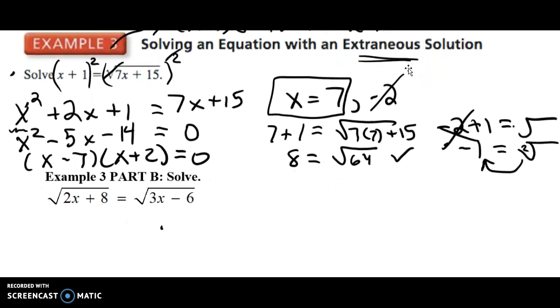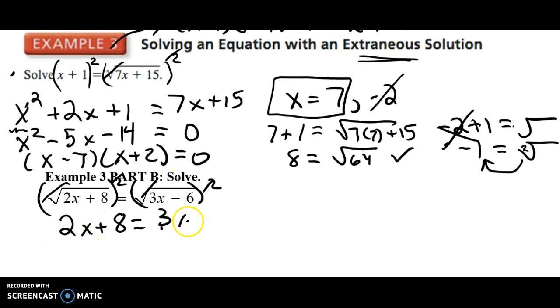Now let's look at part B of example 3. Notice we have a square root on both sides. So we're just going to go ahead and square both sides in order to get rid of the radical. A square and a square root cancel. I'm left with 2x plus 8 on the left, and on the right I'm left with 3x minus 6.